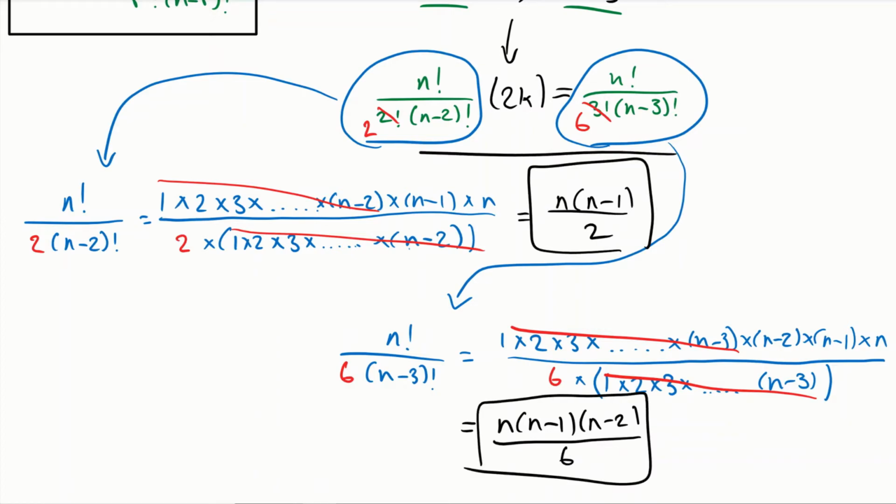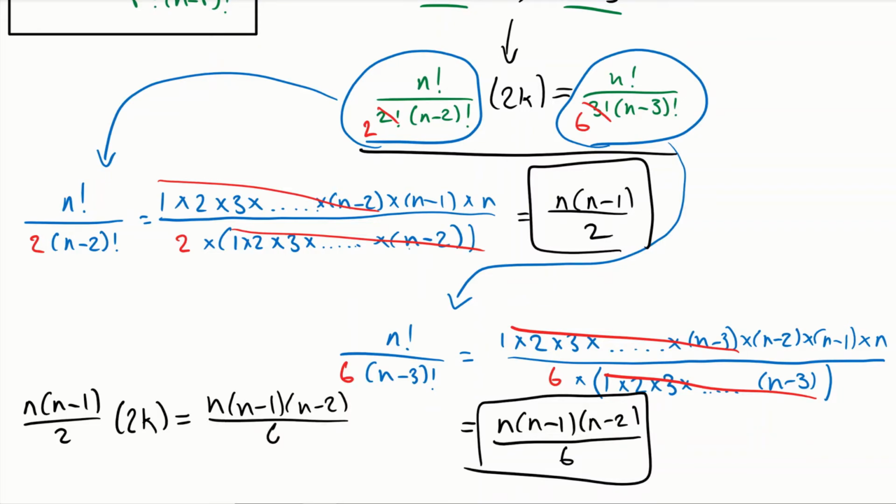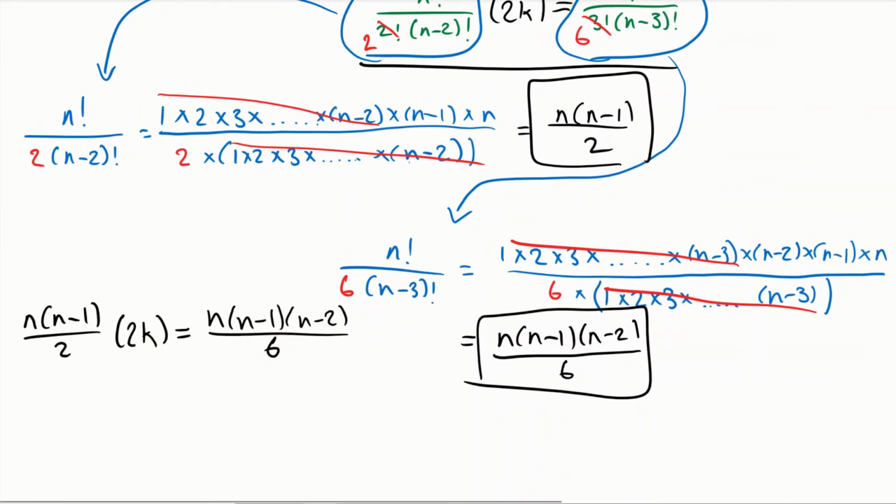So now we can rewrite our equation as n times (n minus 1) over 2 times 2k equals n times (n minus 1) times (n minus 2) over 6. So looking at this already, we can just cancel out the n's on both sides of the equation. Not only that, we can cancel out the (n minus 1)'s on both sides of the equation, and now we can just multiply both sides by 6.